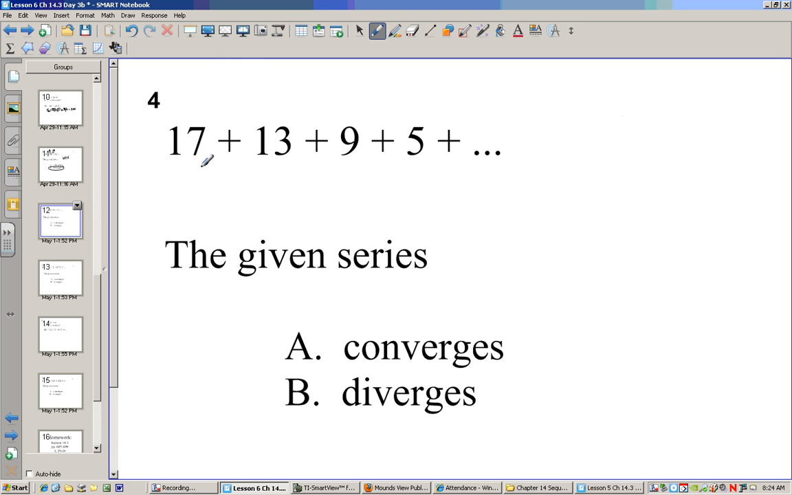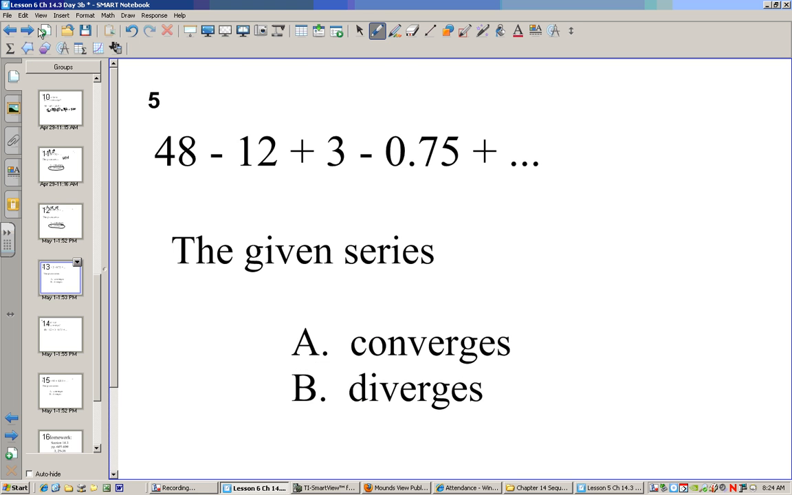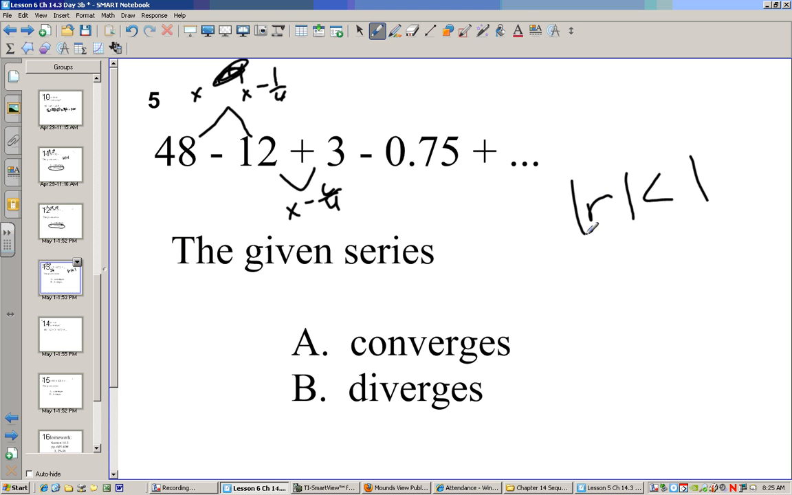Now let's look at this. This goes down 4, down 4, down 4. Since it's arithmetic, we know it automatically diverges. Here we're multiplying by negative 1/4, multiplying by negative 1/4, and so on. Since the absolute value of r is less than 1, because 1/4 is less than 1, we know it's going to converge.